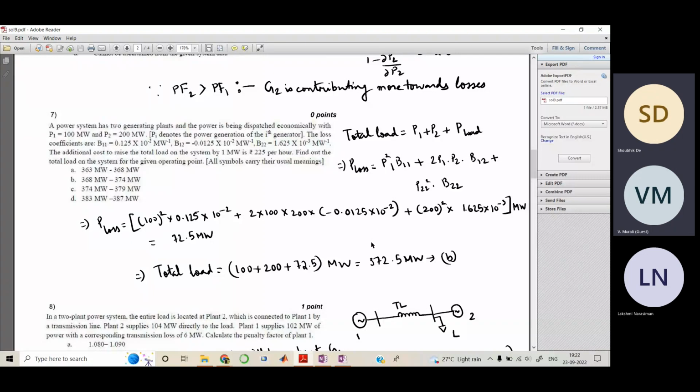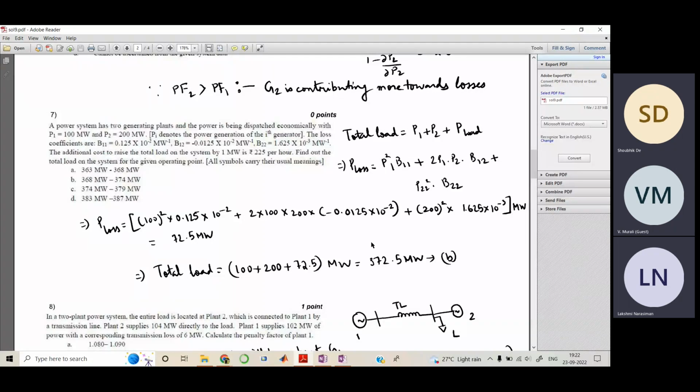Now, when you are flowing a current through a transmission line, you will incur some losses in that, right? So where will those losses go? You also have to incorporate those losses, right? Yeah, I'm clear about that. What I'm trying to tell is P1 plus P2, which is total generation, is equal to loss plus the actual load.